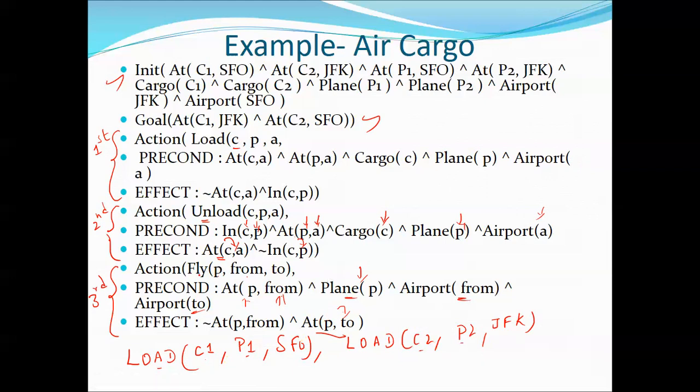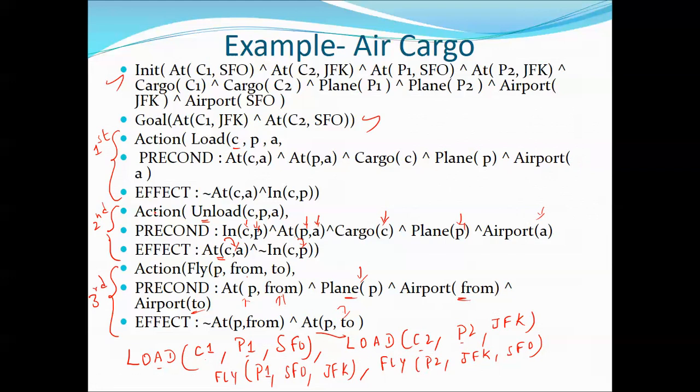Now what operation should we apply? Fly. Fly(P, from, to). That is, fly P1 from SFO to JFK. After applying this operation, P1 will reach JFK. Right? Similarly, fly P2 from JFK to SFO. After performing this operation, P2 will reach SFO. Right? Then what should we do?